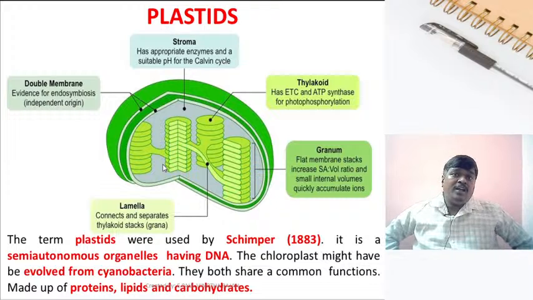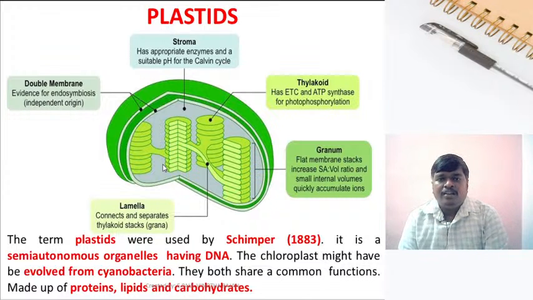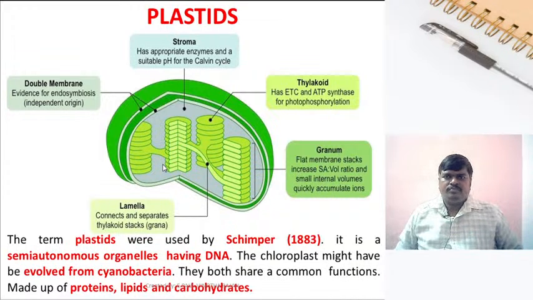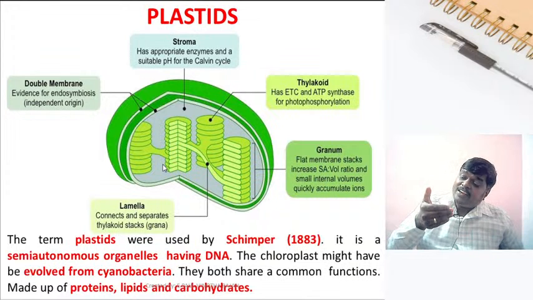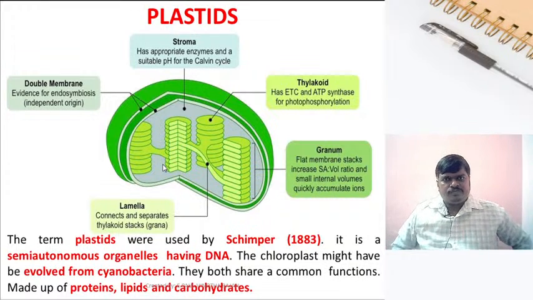The stroma has a lot of enzymes that are involved in the process of photosynthesis. Similarly, the stroma contains a sac-like structure called thylakoid. This thylakoid has the electron transport system, and photophosphorylation, the formation of ATP, occurs in thylakoids.